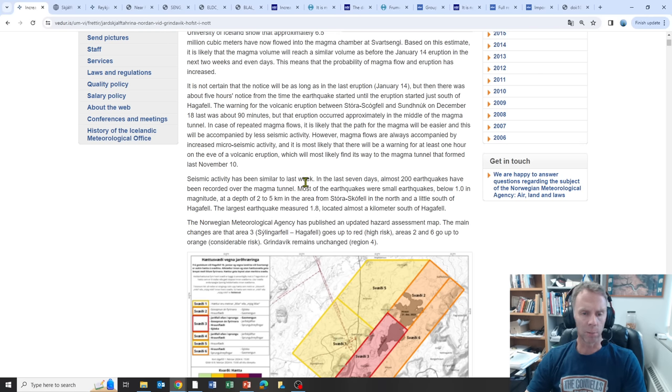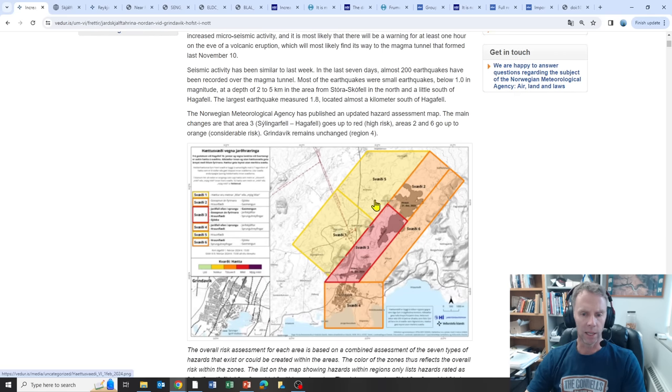Seismic activity has been similar to last week. Last week we had about 200 earthquakes near or around that magma tunnel, that dike. Most of the earthquakes were small, below 1 in magnitude, and at a depth of 2 to 5 kilometers, running from the Stora Skógfell hill and a little south of Hagafell, which is another topographic hill in that area. The largest earthquake was 1.8. And then there's an update to the hazard map, but it's largely unchanged for the most part.